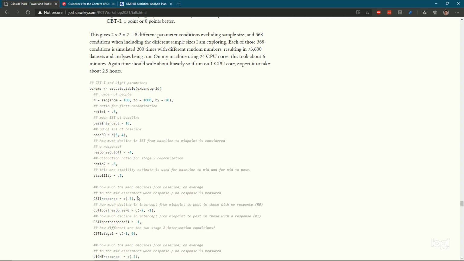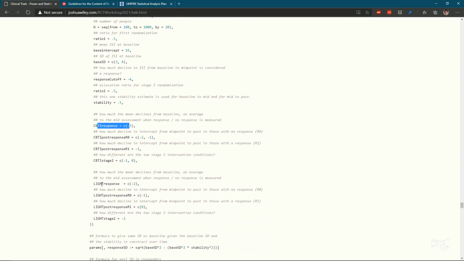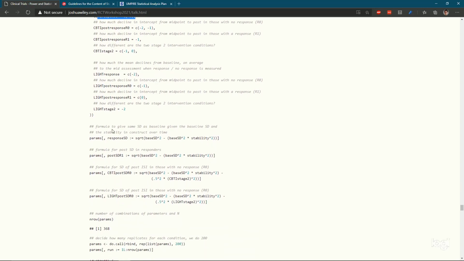It also matters how much you expect people to decline from baseline to midpoint in response to that first line, stage 1 intervention that they get randomized to in the CBTI condition, in the light condition. So I'm saying I expect that people who get self-help CBTI after 1 month will on average be 3 points lower than they started, whereas people who get self-help light after 1 month will be on average 2 points lower. Each of these you need to come up with and figure out and justify what those are. So all of the parameters get laid out there.